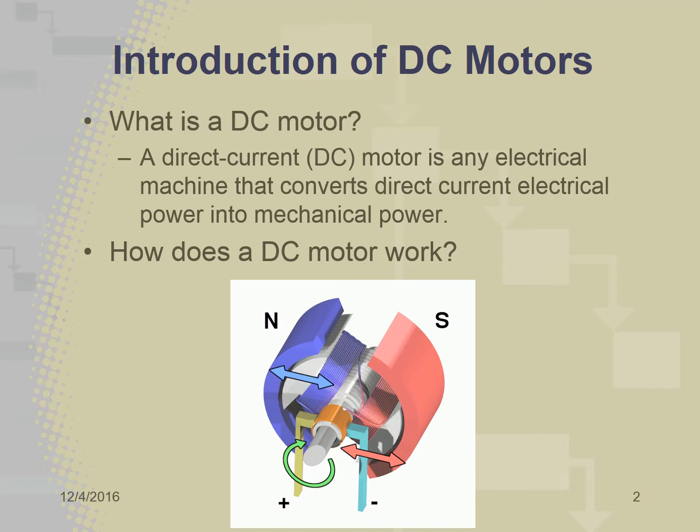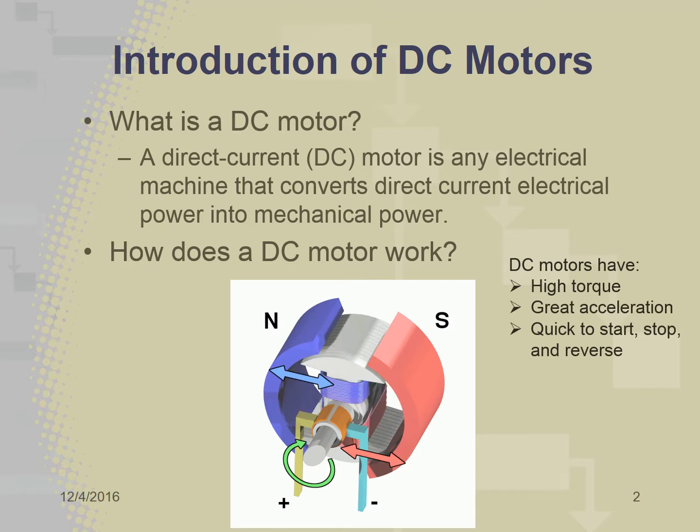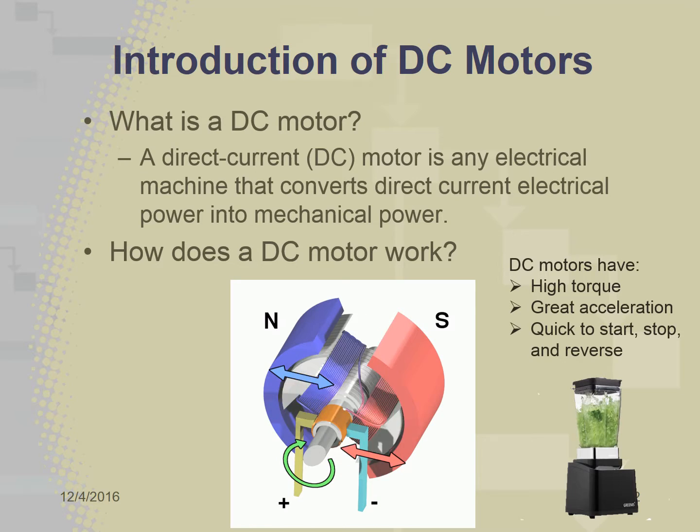DC motors are important because they have high torque, great acceleration, and are quick to start, stop, and reverse, even with a heavy load. For example, a blender, like shown below, utilizes a DC motor. This specific blender can go up to 3,000 to 15,000 RPM.